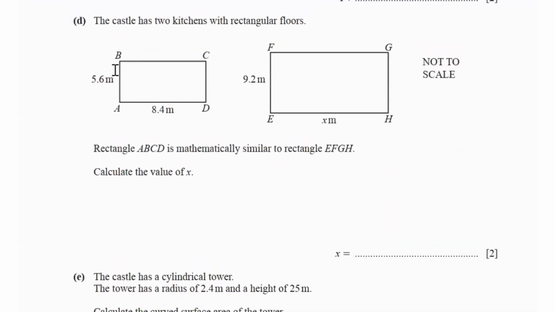Next part says that the castle has 2 floors with rectangular floors. Rectangle ABCD is mathematically similar to rectangle EFGH. Calculate the value of x. So to calculate the value of x, what we'll do is we'll write 5.6 divided by 9.2 is equal to 8.4 divided by x.